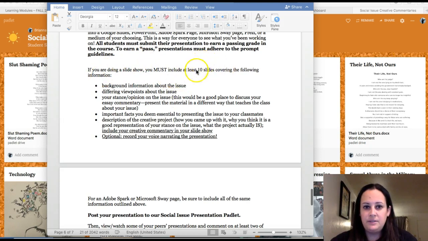For the slides, you must include at least 10 slides covering the following information: background info on your social issue, different viewpoints on the social issue, and your stance or opinion. This is a good place to introduce your essay commentary, but you want to teach the class instead of just having your essay copied and pasted there. Also include important facts you deem essential, and you can use your fact sheet for that. And include a description of your creative project: how you came up with it, why you think it's a good representation of your stance, and what the project actually is. So you actually need to include your creative commentary in your slideshow somehow.